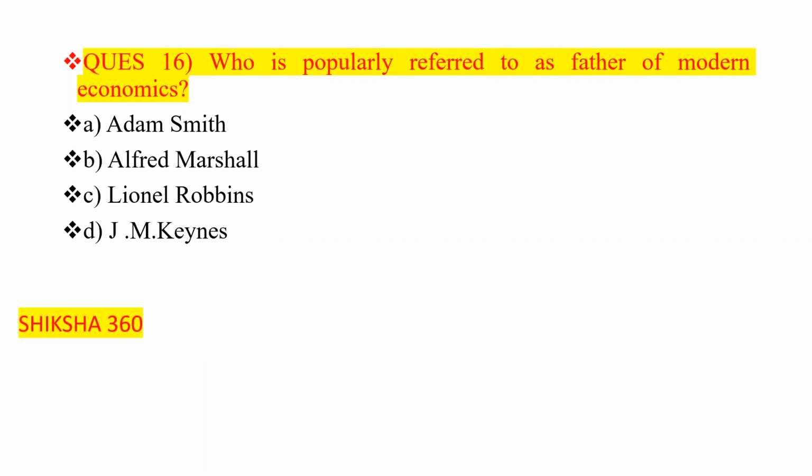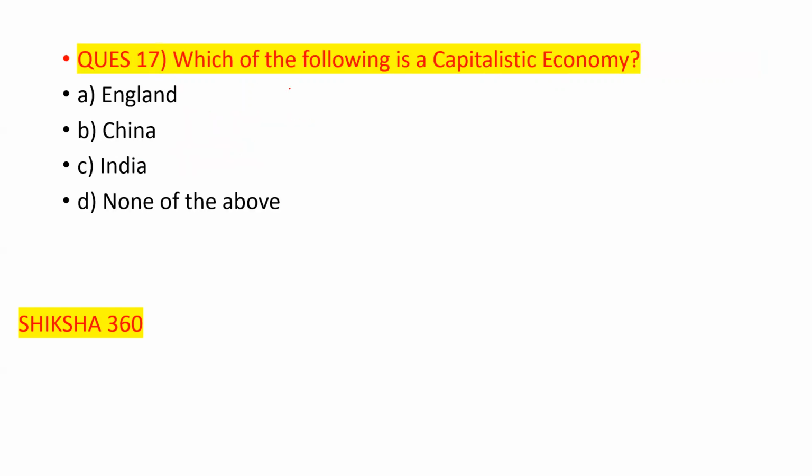Adam Smith, Alfred Marshall, Lionel Robbins, J.M. Keynes. I think this question is repeated. Option number A is the correct answer. That is Adam Smith. Basically, he is referred to as the father of modern economics. Now move to the next question.